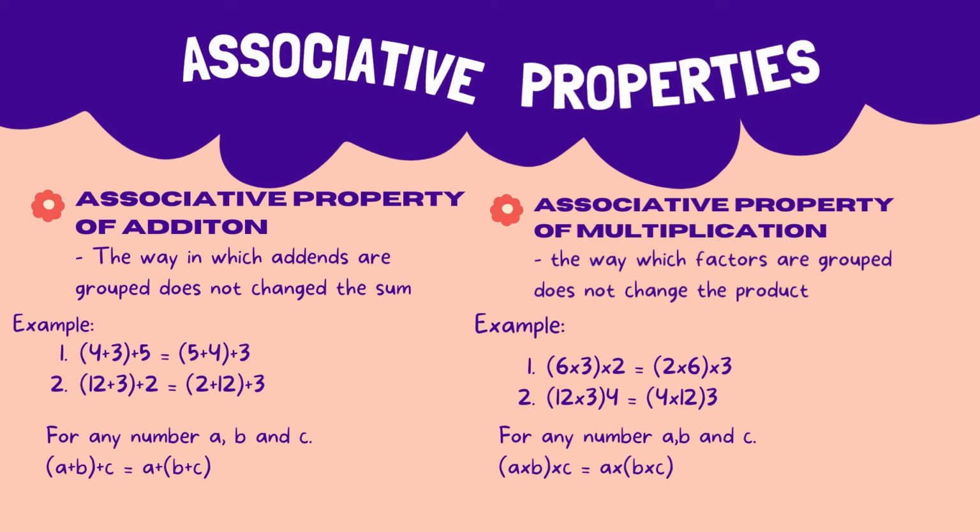Next, an example for the associative property of multiplication: a group of 6 times 3 is multiplied to 2, and a group of 2 times 6 multiplied to 3, they are just the same. Another example is 12 times 3 multiplied to 4, and then a group of 4 times 12 multiplied to 3, the answer will still be the same. So for any numbers a, b, and c, a group of a times b multiplied to c and a group of b times c multiplied to a are both equal.